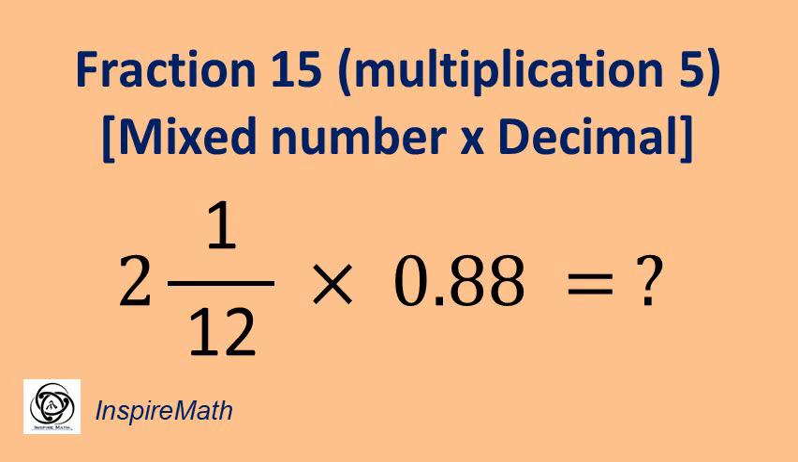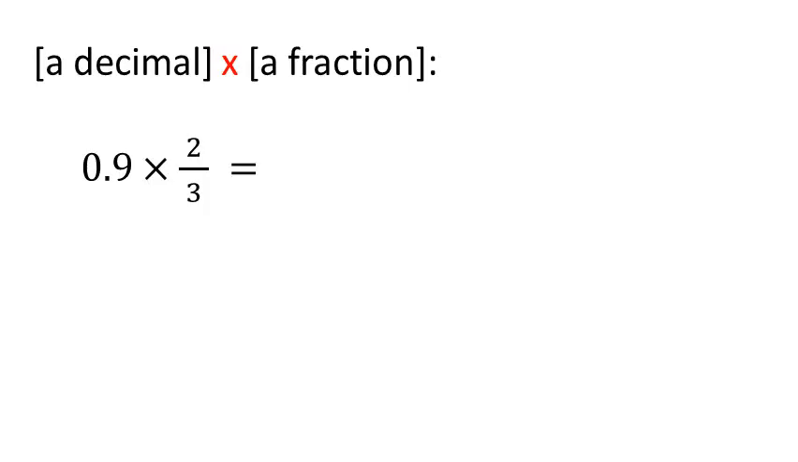Today we're going to study how to multiply a mixed number and a decimal. Take a look at the first question, 0.9 times 2 over 3. We need to change a decimal to a fraction first. Do you remember how to convert a decimal to a fraction? If not, please review the other video, fraction 9.